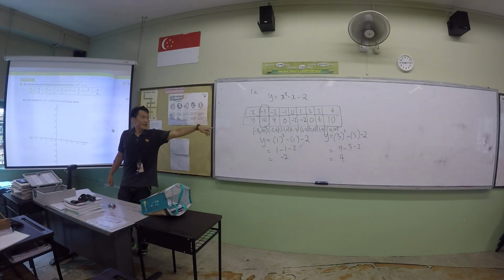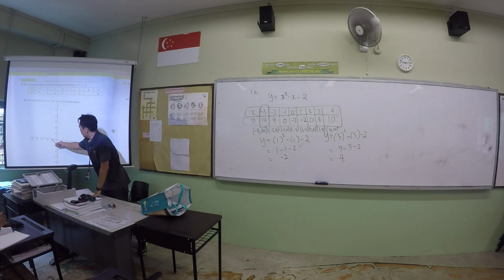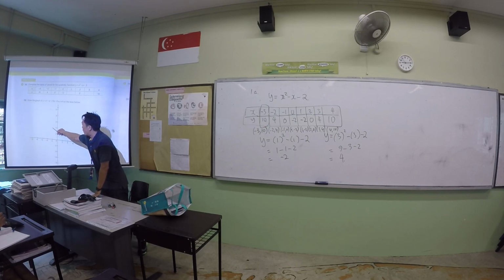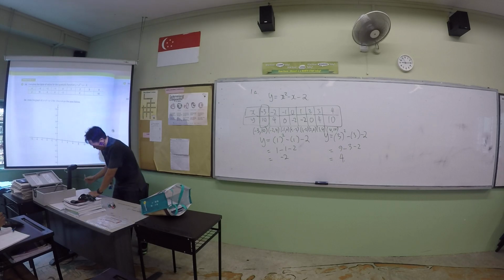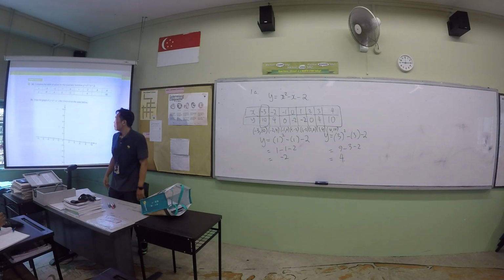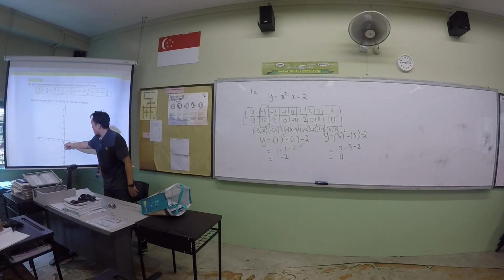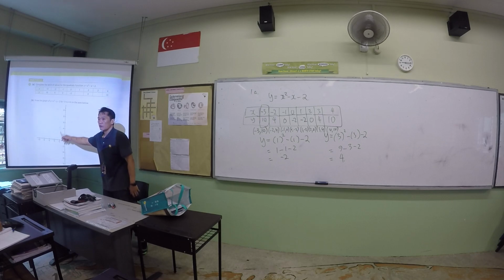Okay? Negative 2, positive 4. Negative 2, x is along the horizontal. Negative 2, positive 4. Move up, so it should be here. Minus 1, 0. So, minus 1. 0 means it is on the x-axis. Your y never go up, never come down.